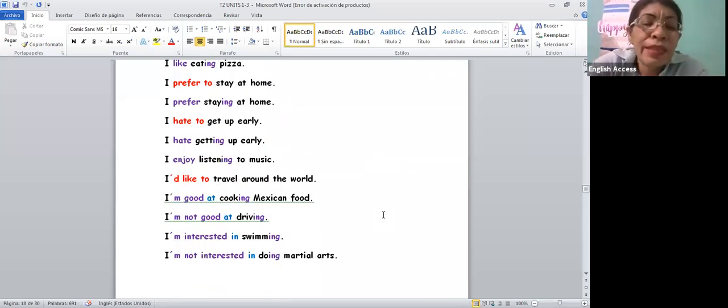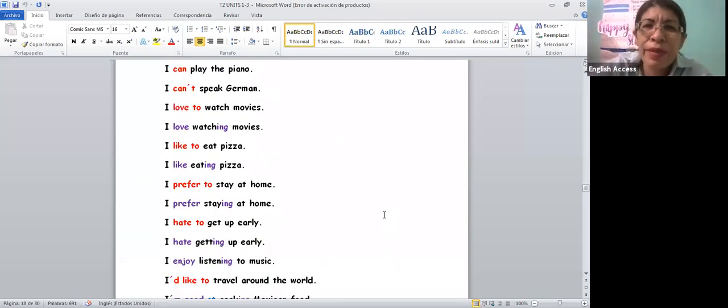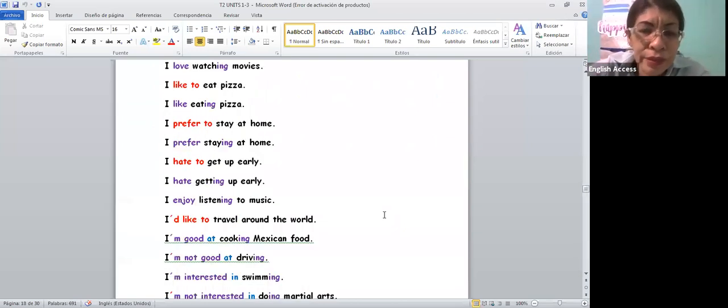And the last one, interested in. Once again, we're using verb be and the preposition in. And as you can see, we need a verb with ing. I'm interested in swimming. I'm interested in learning English. I'm interested in playing soccer, etc. Or the negative form, I'm not interested in doing martial arts. I'm not interested in eating Chinese food, okay? Do you have questions about this part, guys? Questions, doubts about this?